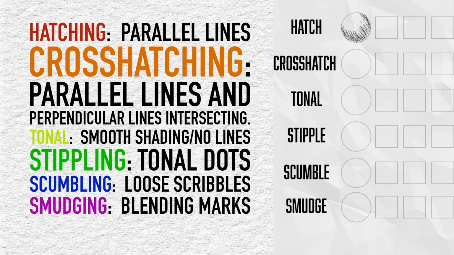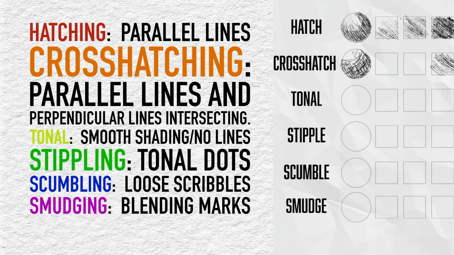Now that you've learned the basics of drawing a still life, you can practice with different objects, lighting variations, and new drawing techniques. Let's explore ways to integrate value, light, and shadow using mark making and lines. The techniques we'll focus on are hatching, cross-hatching, tonal, stipple, scumble, and smudge.